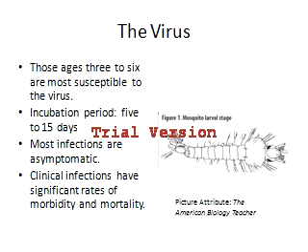Those ages 3 to 6 are most susceptible to the virus. The incubation period is 5 to 15 days. Most infections are asymptomatic. Clinical infections have significant rates of morbidity and mortality. In the beginning, the symptoms of the virus include fever, headache, nausea, vomiting, and drowsiness. Later symptoms are photophobia, muscle rigidity, a mask-like face, tremors of the extremities, and paralysis.